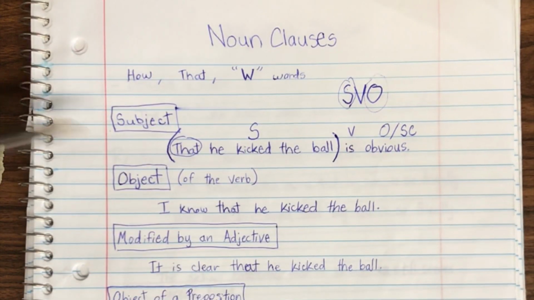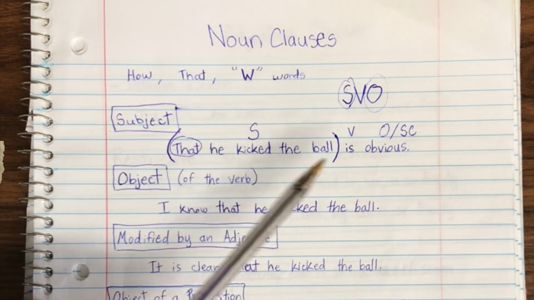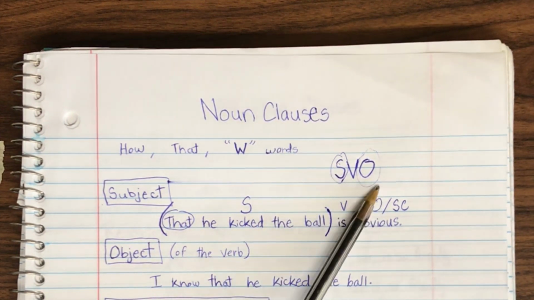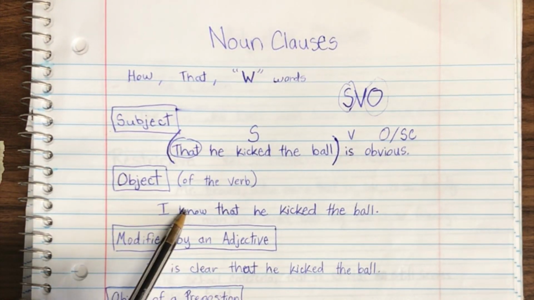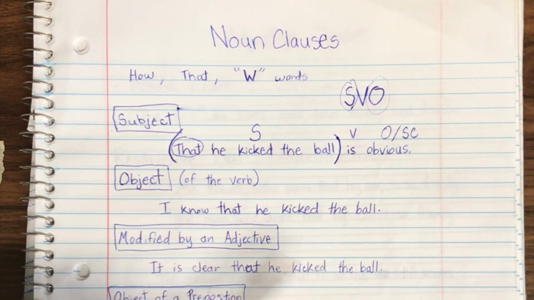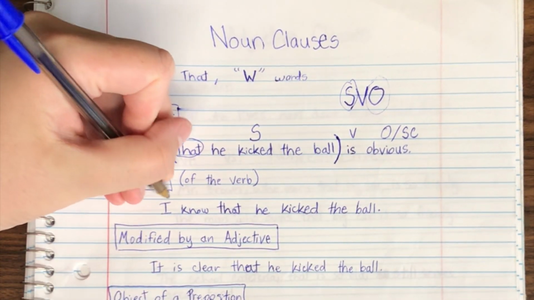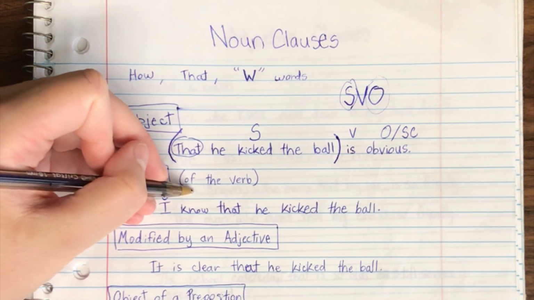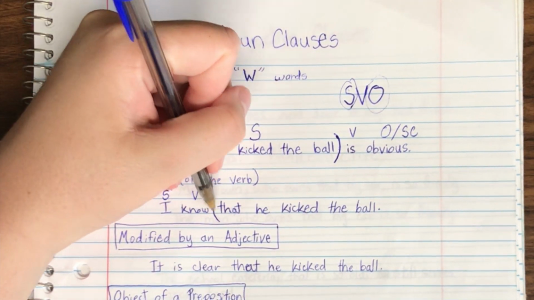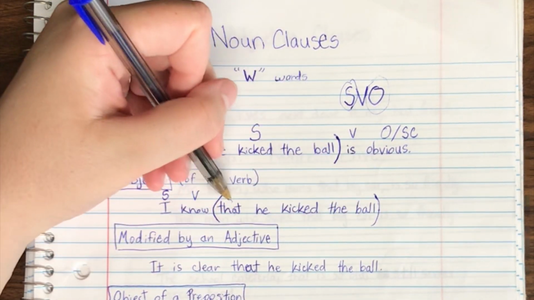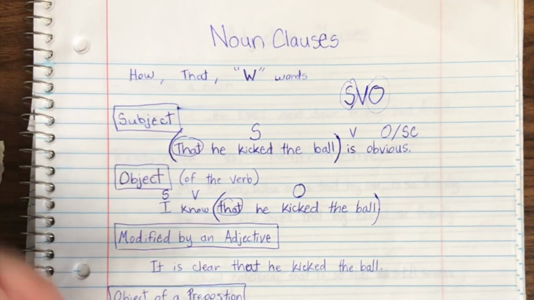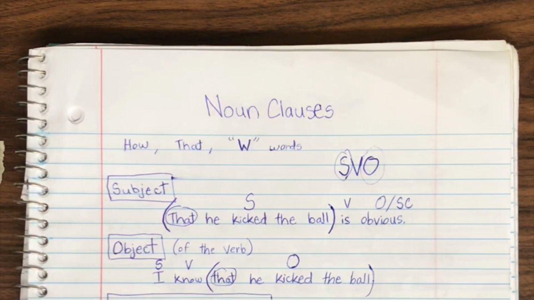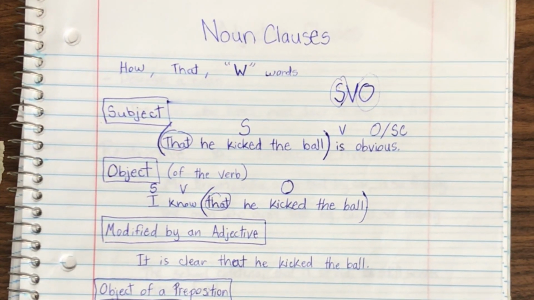Same thing, but instead of taking the place of the subject, we're taking the place of the object in an object noun clause. I know that he kicked the ball. So I is the subject, know is the verb, and that he kicked the ball, we got our marker, is the object. So that entire clause takes the place of the object in that sentence.